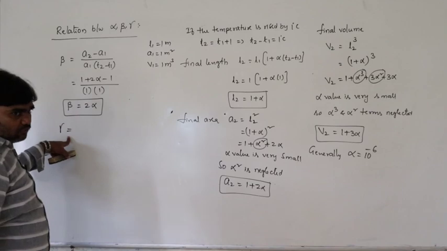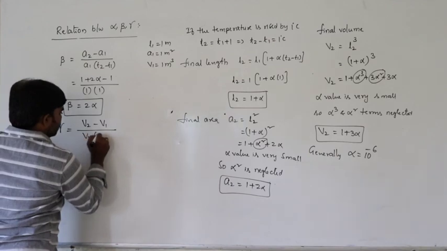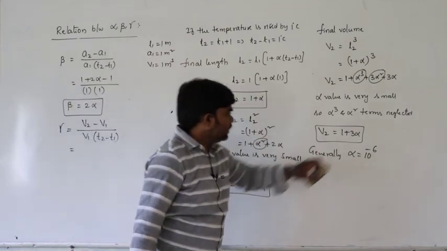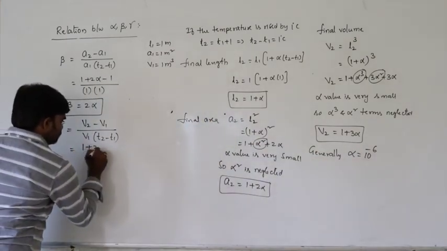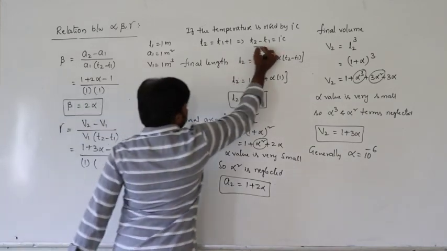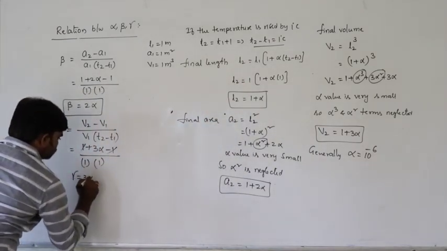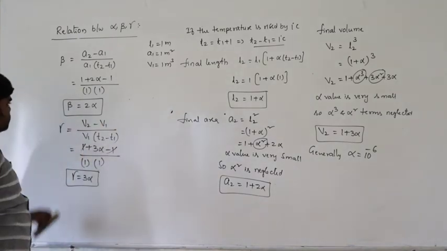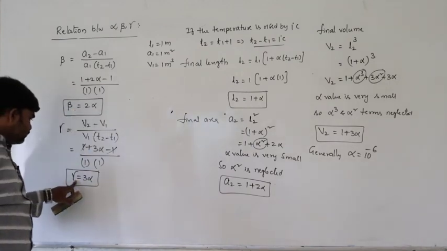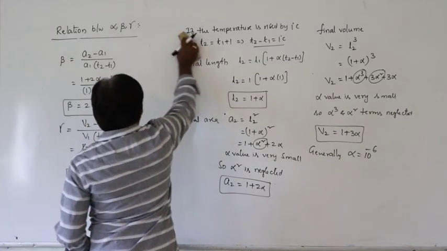Next, the coefficient of volume expansion. From the definition, gamma is equal to V2 minus V1 by V1 into T2 minus T1. What is the value of V2 here? 1 plus 3 alpha, minus V1 which is 1, divided by 1 into T2 minus T1, which is 1. Therefore 1 gets cancelled, and gamma is equal to 3 alpha. So the coefficient of areal expansion beta is equal to 2 alpha, and the coefficient of volume expansion gamma is equal to 3 alpha.